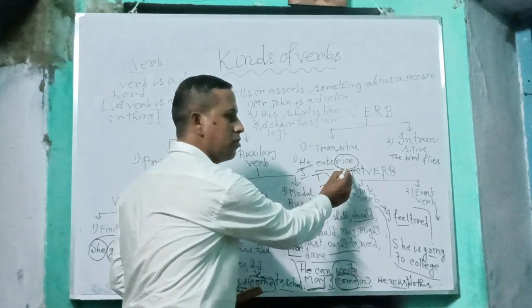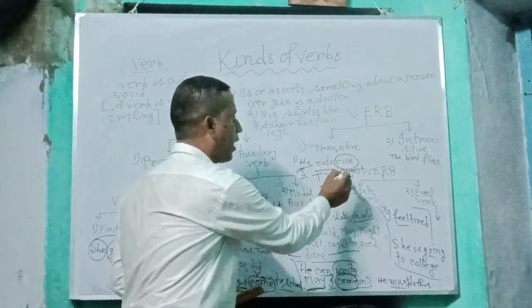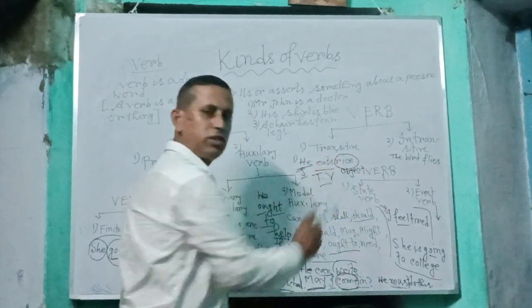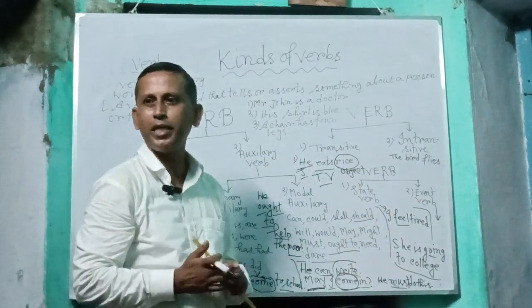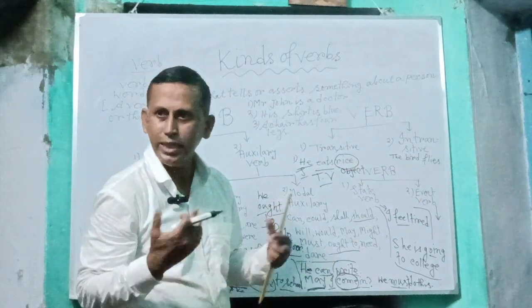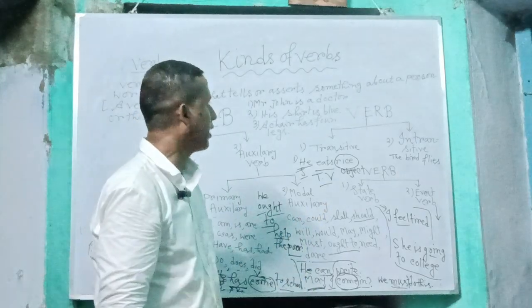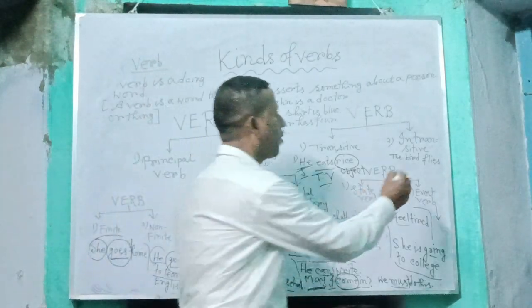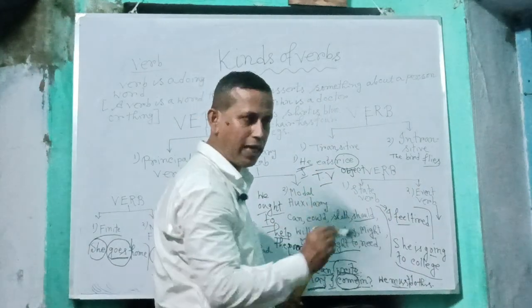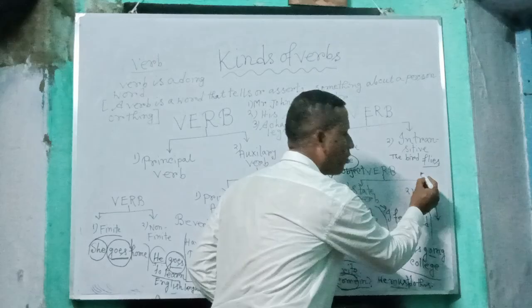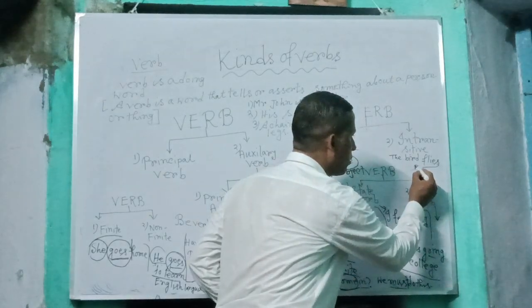This verb has an object, so that is why it is transitive. When the verb has no object, it is intransitive. It is a very easy way to learn. What is the example? The bird flies. Can you tell me what the verb is? The verb is fly.